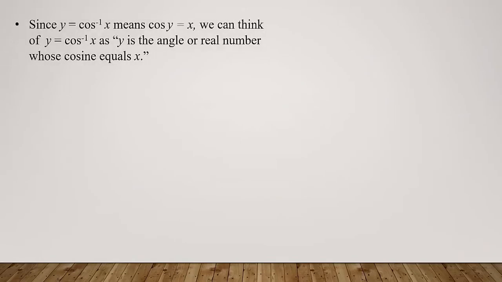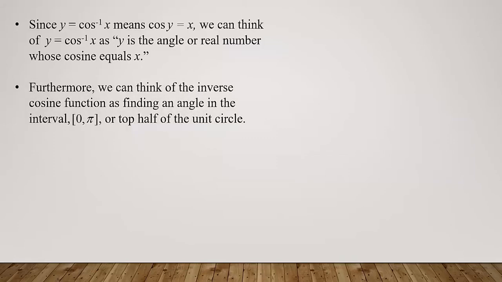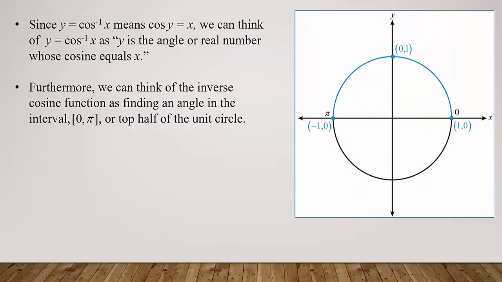Since y equals inverse cosine x means cosine y equals x, I've always thought that y is the angle or real number whose cosine equals x, but its job is to find an angle in the interval 0 to pi, or the top half of the unit circle. So there's the top half of the unit circle highlighted in blue. So inverse cosine is finding an angle that matches up with the top half of the unit circle. Inverse sine is finding an angle that matches up with the right half of the unit circle.